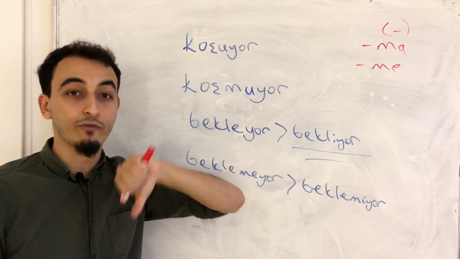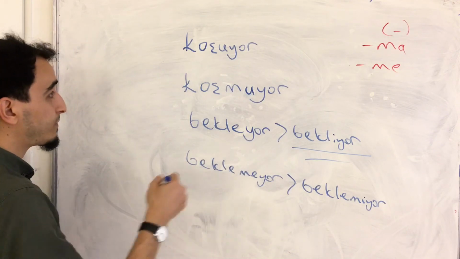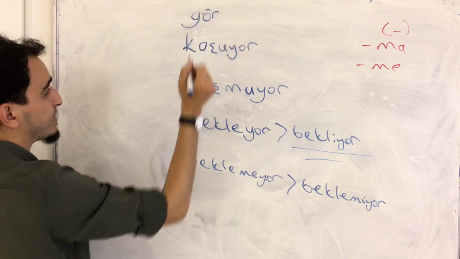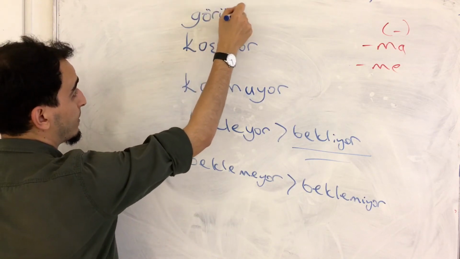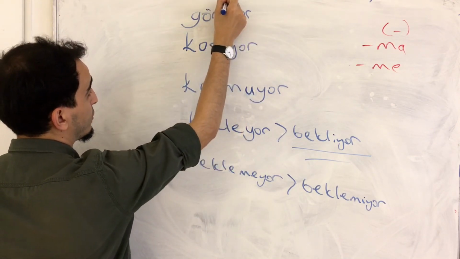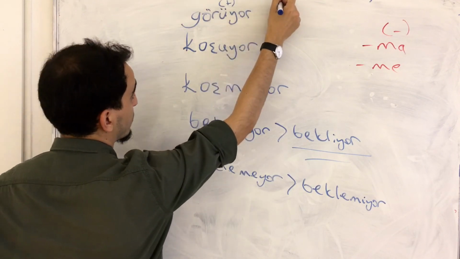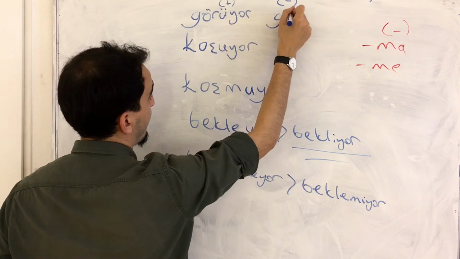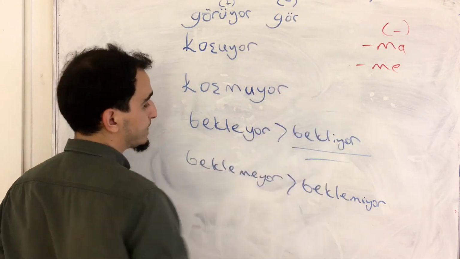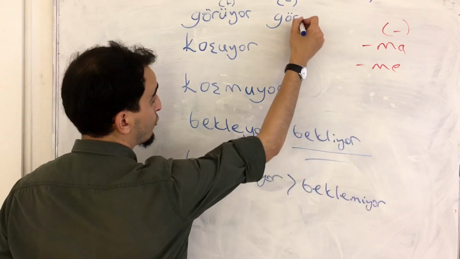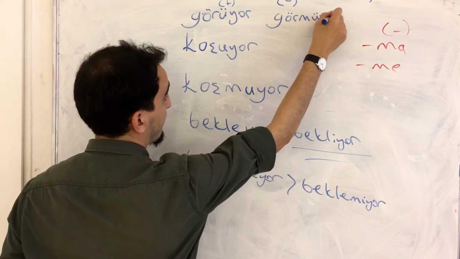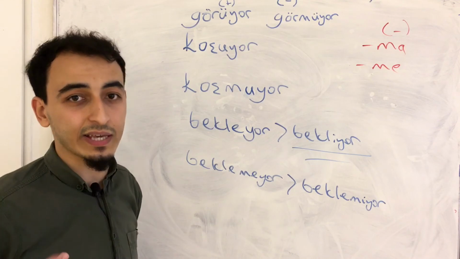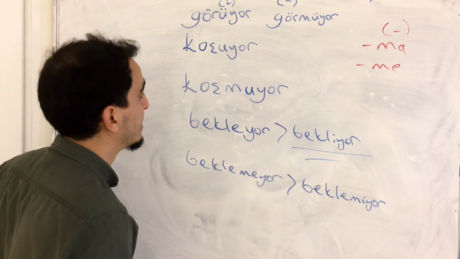Mesela görmek, görmek is to see. Görüyor, bu pozitif, yani olumlu, bu negatif. Görüyor. How is it? Görmüyor. Tamam mı? He is not seeing, she is not seeing literally.